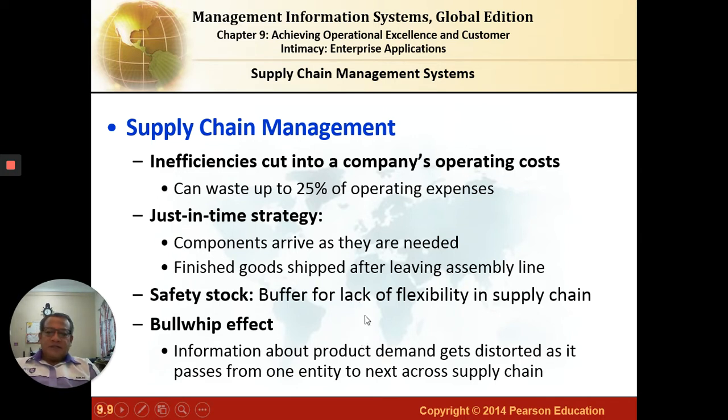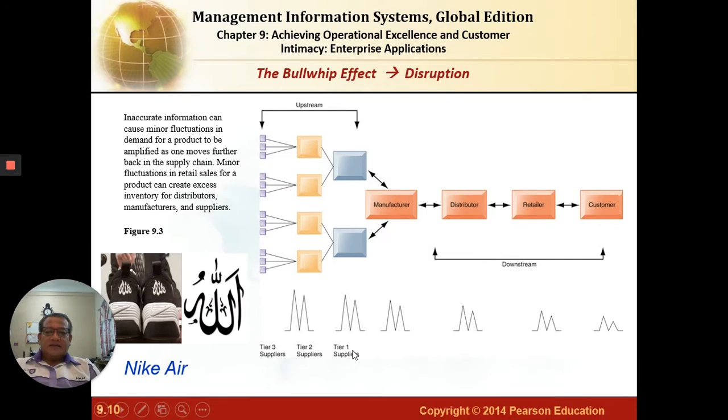Why is supply chain important? Because we need to avoid the bullwhip effect, right? The bullwhip effect is explained in the next slide. So this is the whole supply chain for Nike manufacturing shoes, right? From the upstream, tier 3, tier 2, tier 1, and then this is the Nike factory, and later they supply to the distributor up to the customer at the downstream.